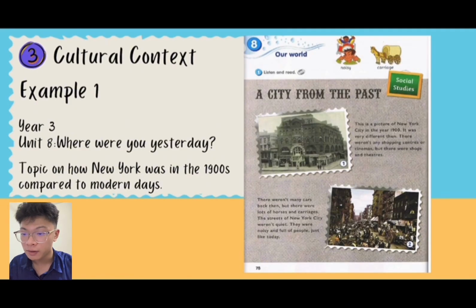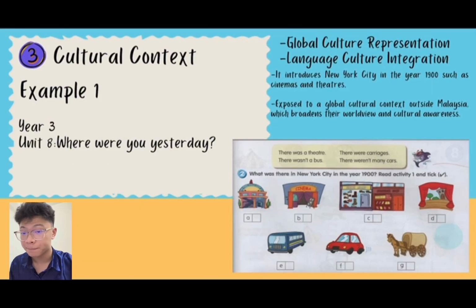There weren't many shopping centers and also cinemas, but there were shops and also theaters. For the second picture, it shows there weren't many cars back then, but there were lots of horses and also carriages. The streets of New York City weren't quiet. They were noisy and also full of people, just like today.